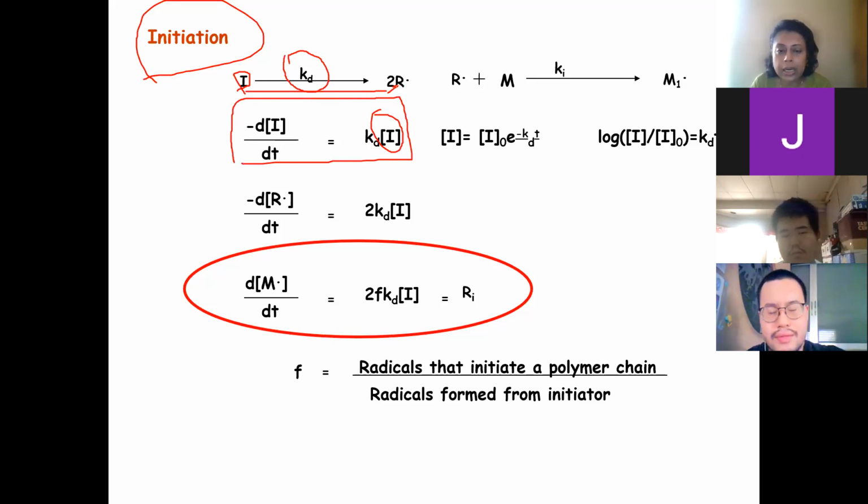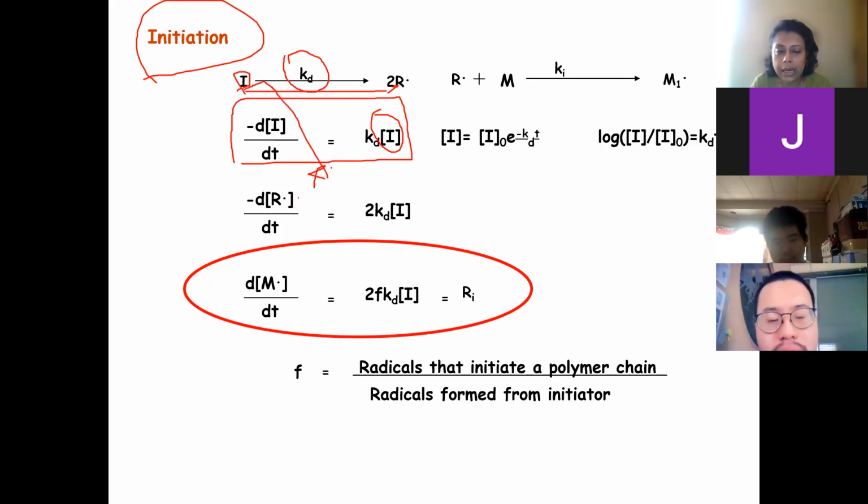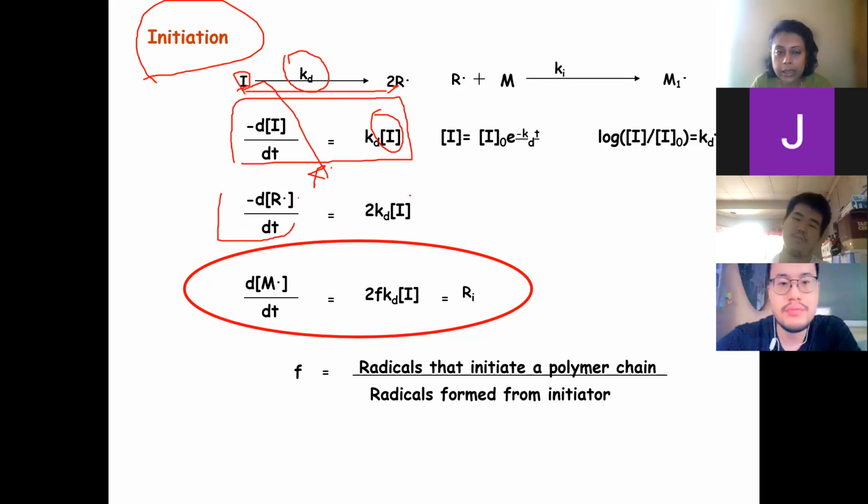Similarly, you are forming R dot. The rate at which R dot will disappear will depend on how much R dot is forming, and how much R dot is forming is dependent on I. So I can write that the rate at which R dot is forming is proportional to I, but I am putting 2 kd because each I gives 2 R dot. So this is one equation.